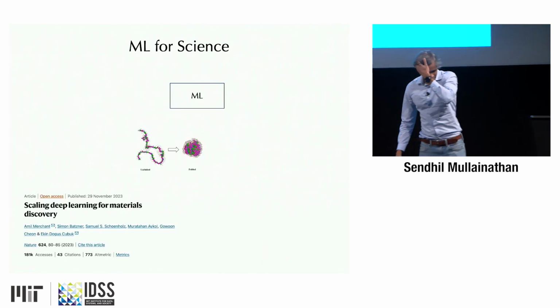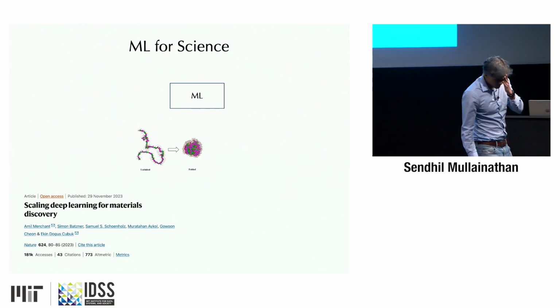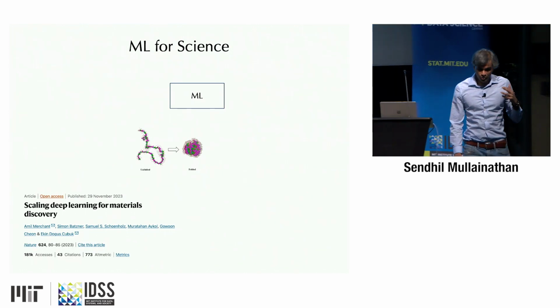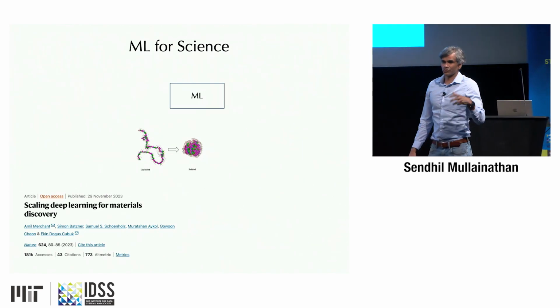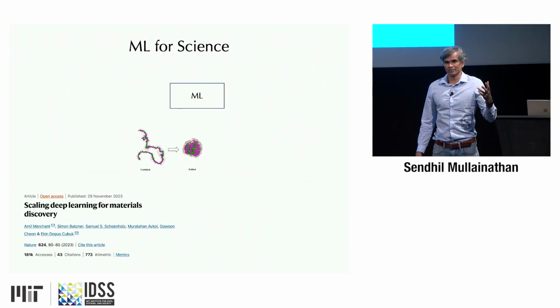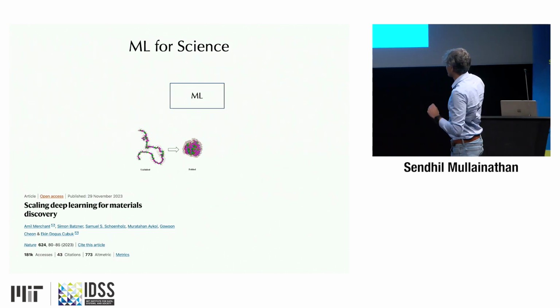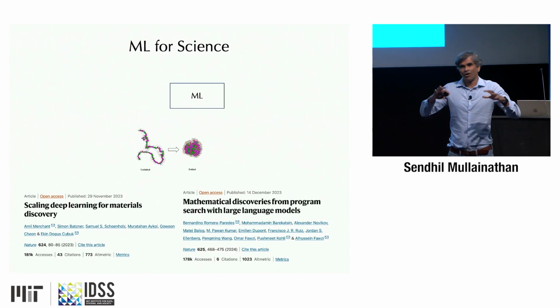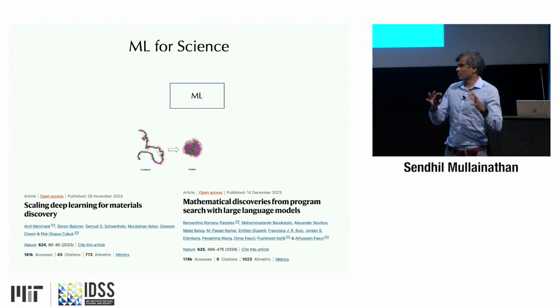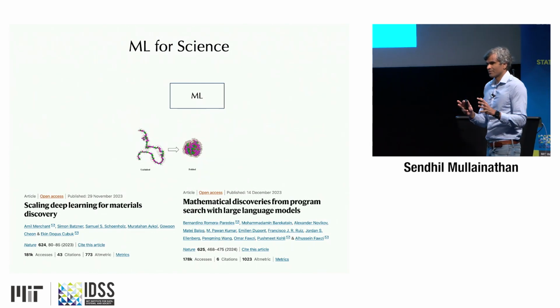There's been huge work in material sciences where, much like we tried to predict protein targets, protein folded structures, people have tried to discover materials with certain properties. And these are huge breakthroughs. We've seen breakthroughs in math, for example. This is very recent.